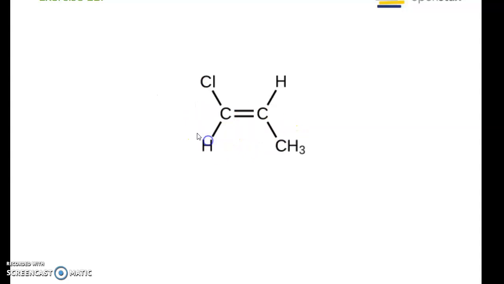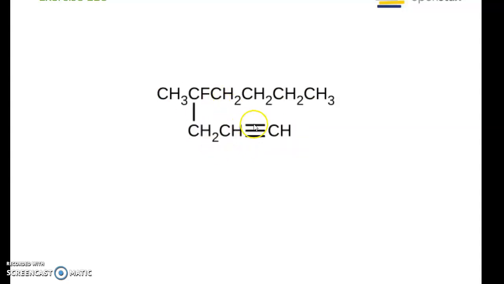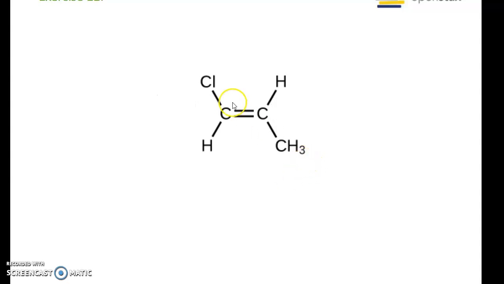1, 2, 3, 4. Whoops. 1, 2, 3, 4, 5, 6, 7, 8. Yes, 1 octene, right? So it's going to be 4 methyl, 4 fluoro, oct-1-ene, right? O-C-T-1-Y-N-E.